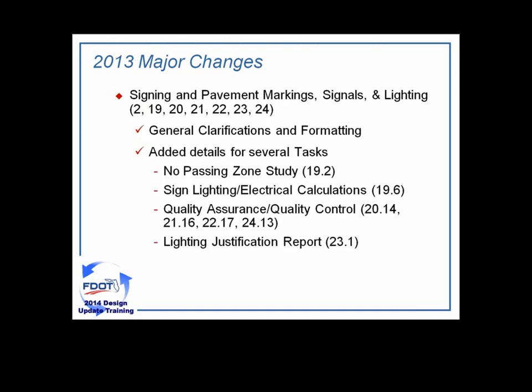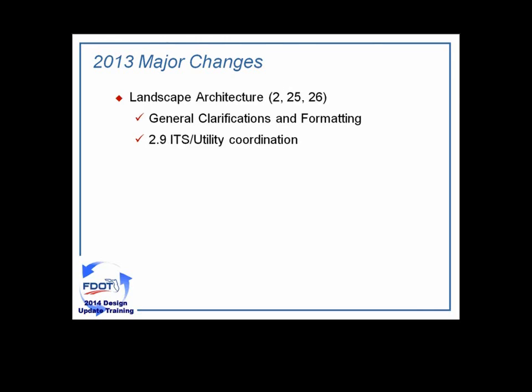Signing and pavement markings, signals, and lighting all had minimal changes as well. In general, details were added for various tasks, including no passing zone study, sign lighting and electrical calculations, QA/QC, and lighting justification report. These details were added to help define and provide clarifications to the standard work to be accomplished.